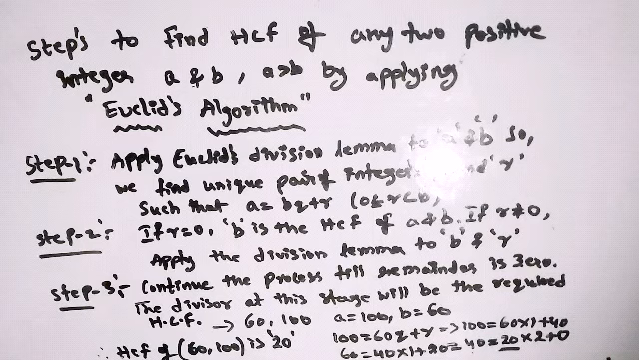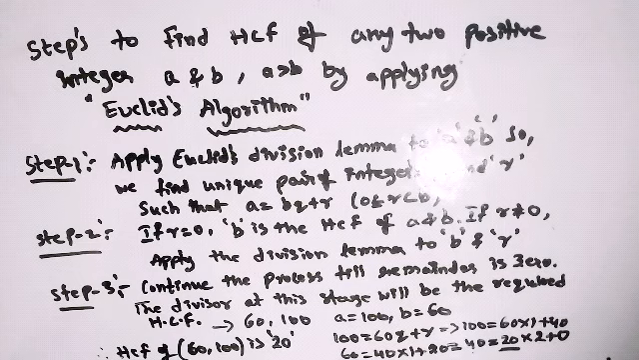This is how to find the HCF of any two positive integers by applying Euclid's division algorithm. In step 1, we apply the division lemma to A and B so that we get Q and R. It satisfies the equation A equal to BQ plus R, 0 less than or equal to R less than B. If R is equal to 0, that means the remainder is 0, directly we take B as the HCF. B is the HCF means the divisor is the HCF of A and B.